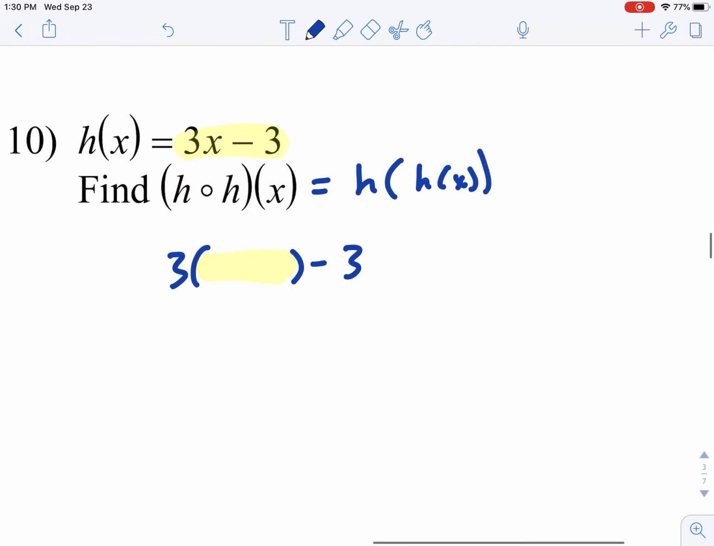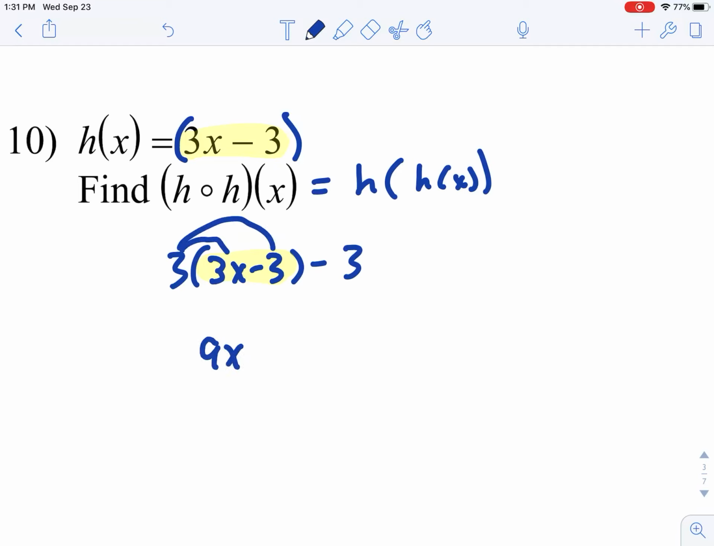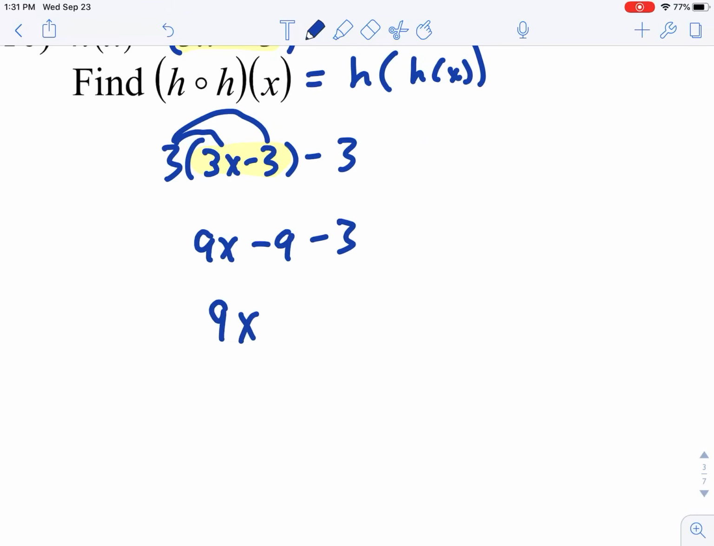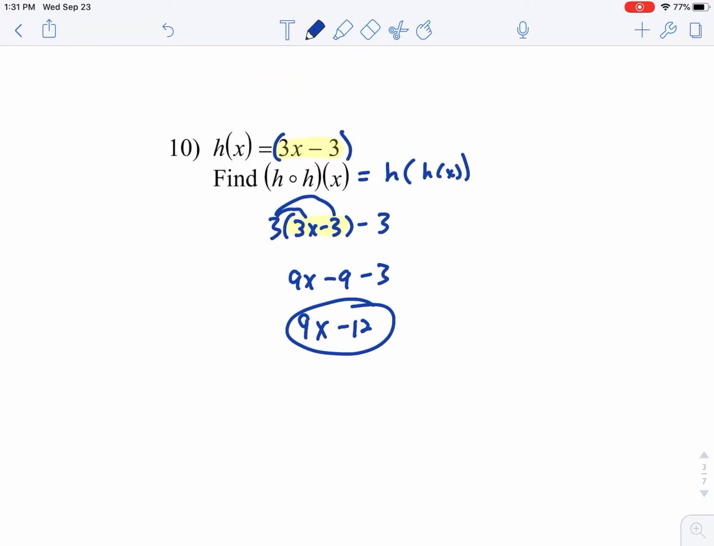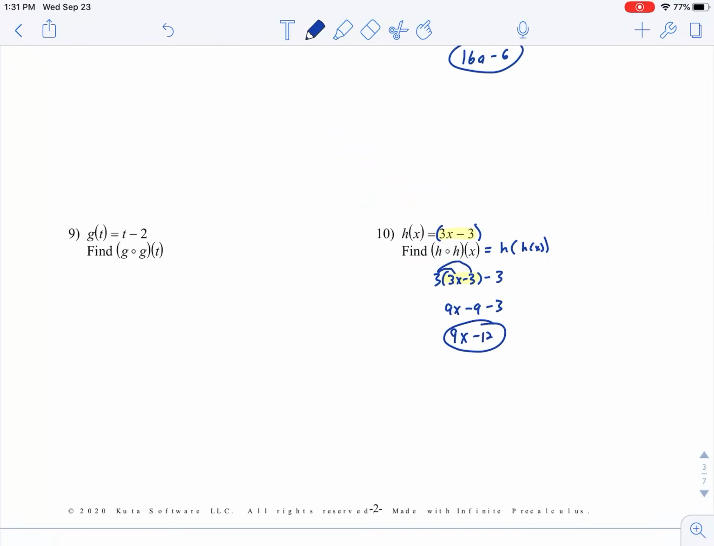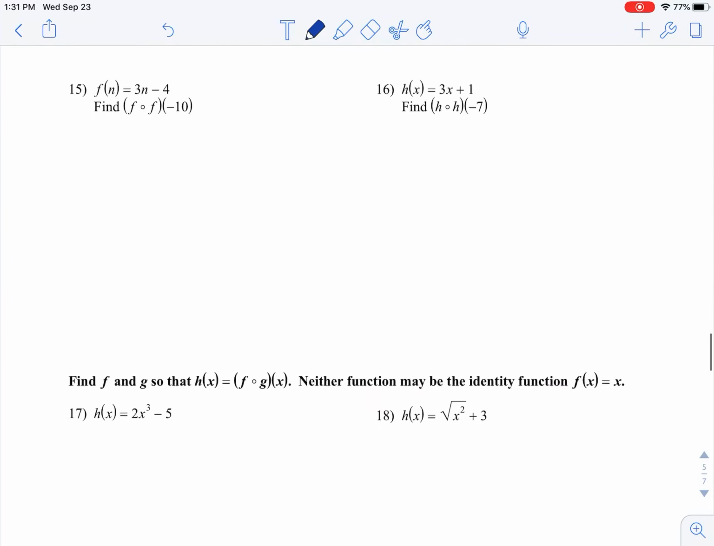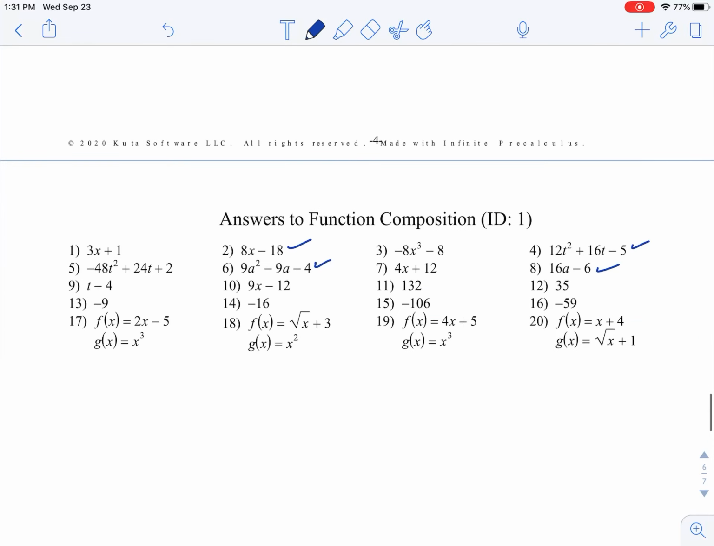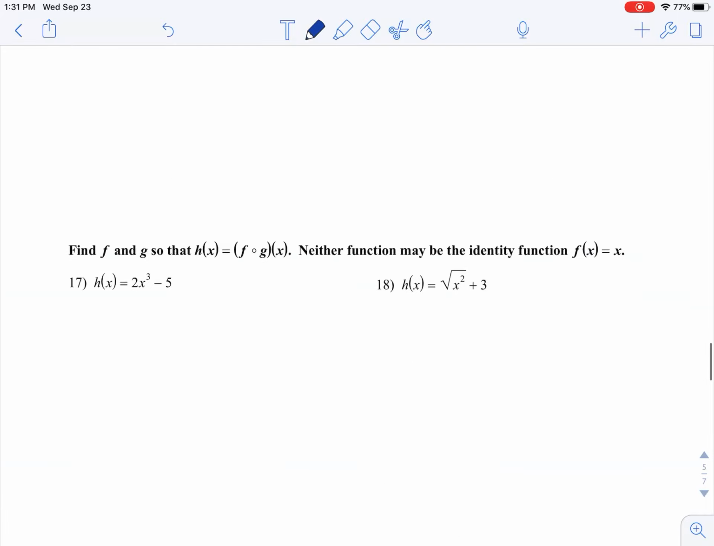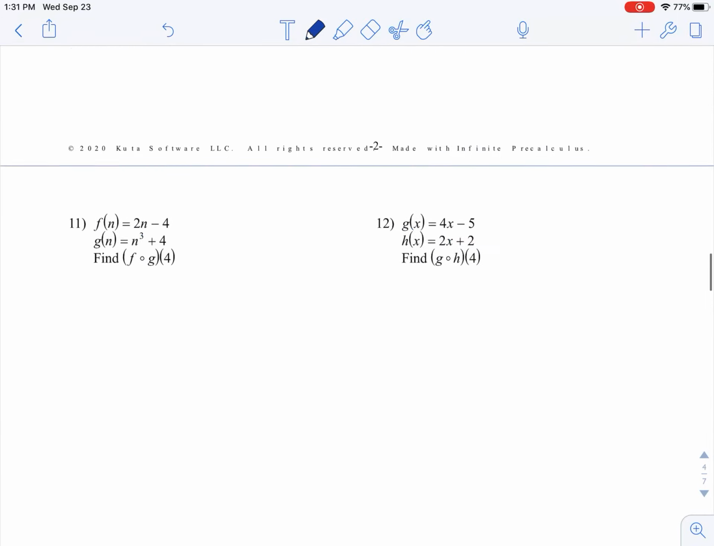Okay, so back to this. 3x minus 3, I took out the x, and now I need to plug 3x minus 3 in. Distribute here, 9x. Distribute here, minus 9, minus 3. And that works out to be 9x minus 12 for number 10. Let's check number 10. Where am I? 9x minus 12, right there. So good, good, good. So far, so good.